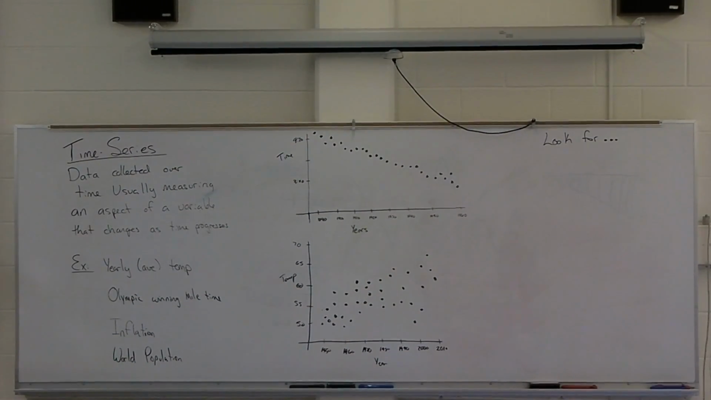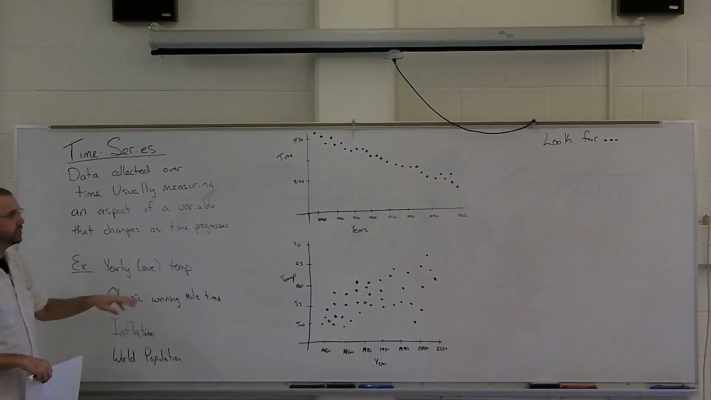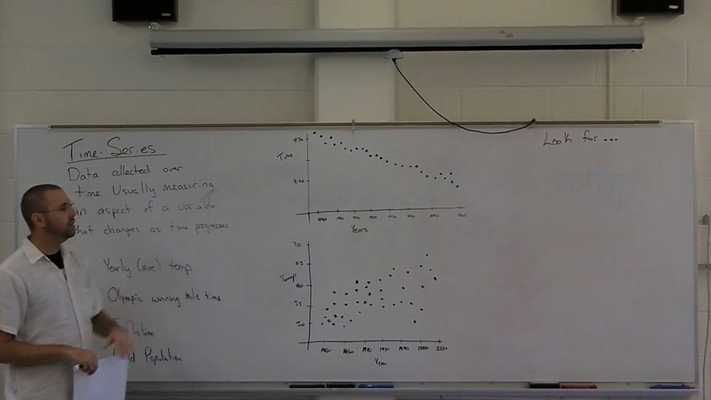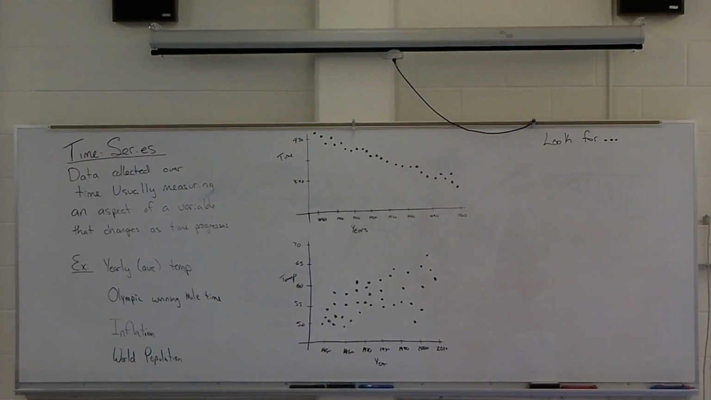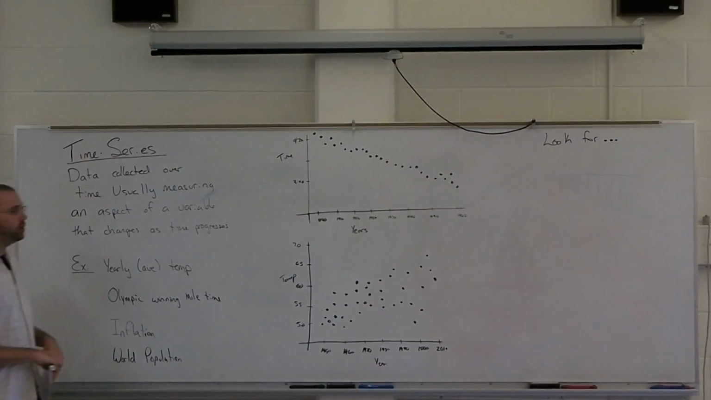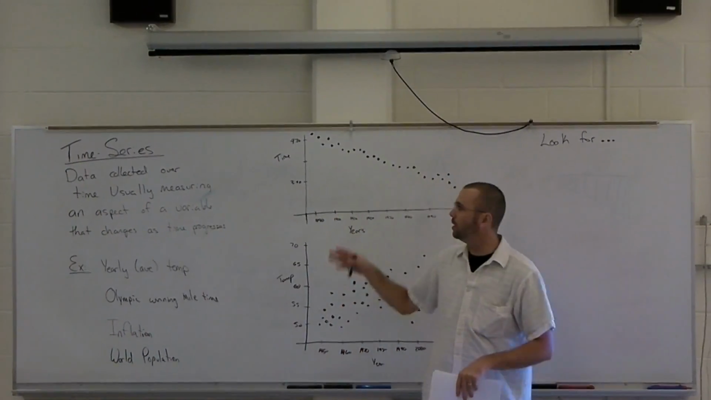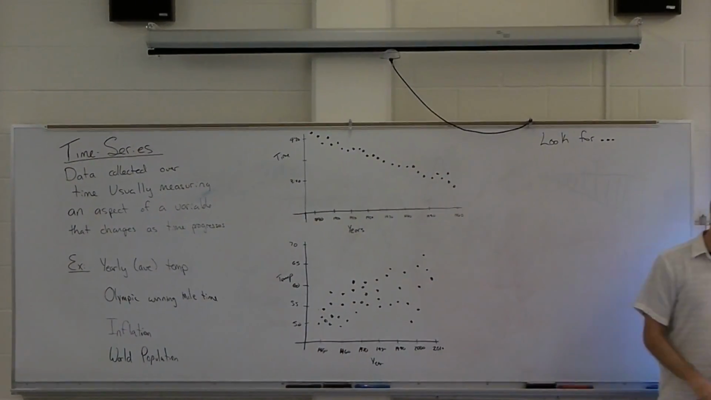And the pictures that I have over here are two examples of time series graphs. The top one is something reminiscent of Olympic winning times in a mile, and the bottom one is something along the lines of the average yearly temperature. Now, when you look at these graphs, what kind of things draw your attention? What do you see when you look at these graphs? In the first one at the top, what do you notice about the data that you're collecting?